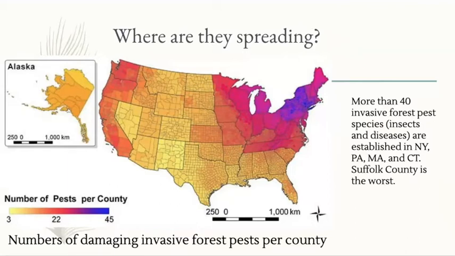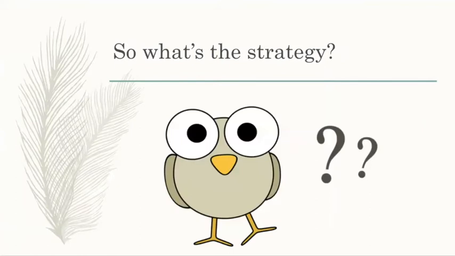This map came from a study on invasive pest species. So that's insects and pathogens. More than 40 invasive forest pest species have established in the tri-state area, and Suffolk County is the worst of all of these places, the hotspot for these species to come in. So it's a particularly big problem on Long Island that these species are coming in.